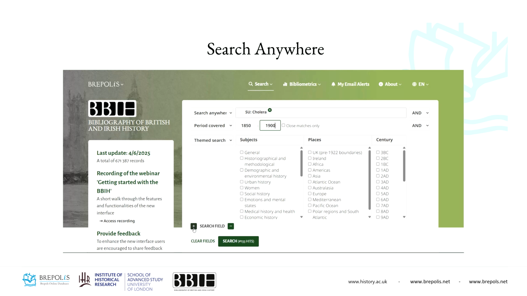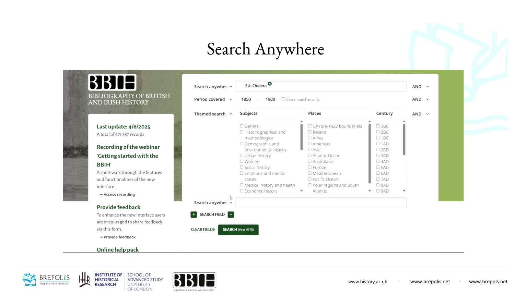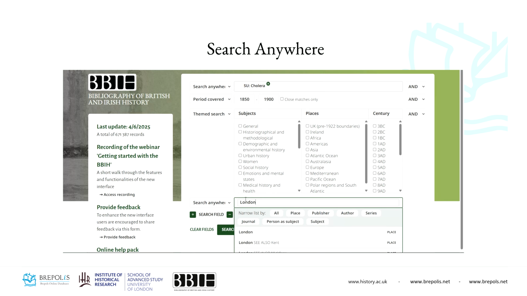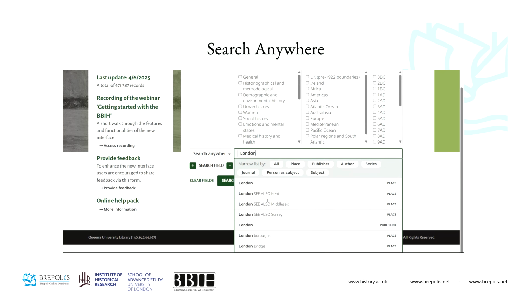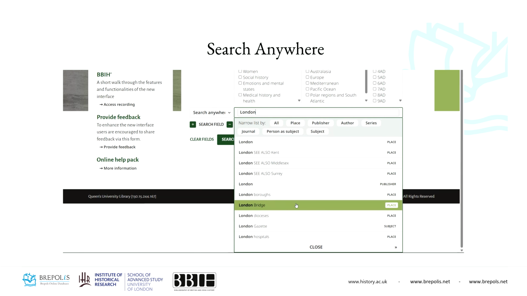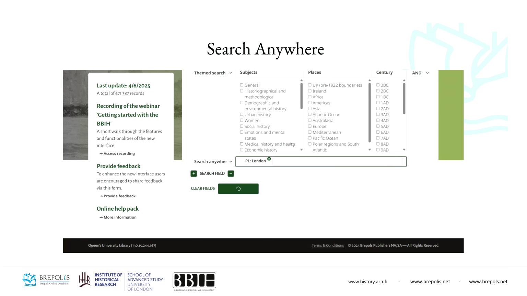We can also add search fields by clicking on the plus button here. Maybe we want to add a location. Let's go with London. The drop-down results give us a variety of options. For instance, we can choose to look at London as a place, a publishing location, or a subject. For our example, let's look at London as a place. Now we have a smaller list of results that is more tailored to our specific research interests.